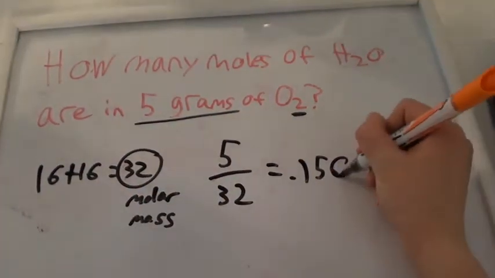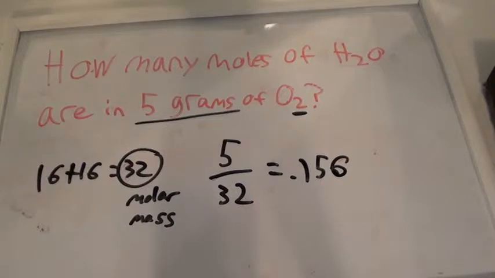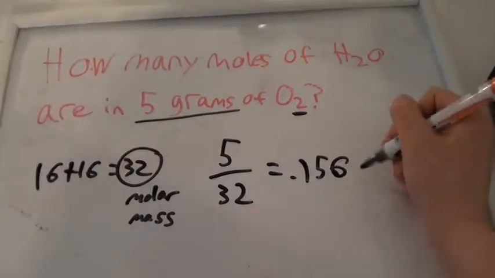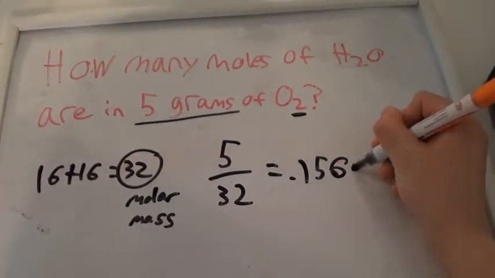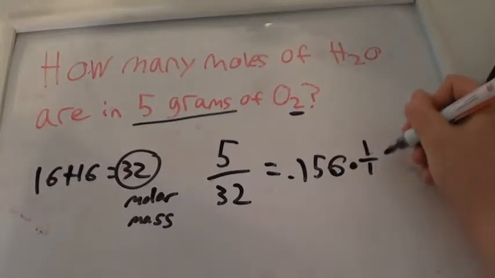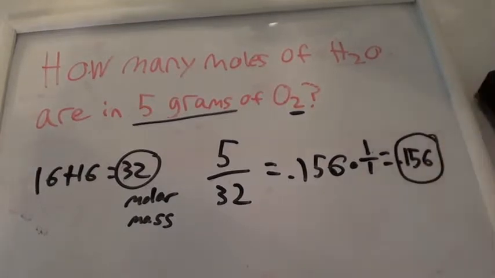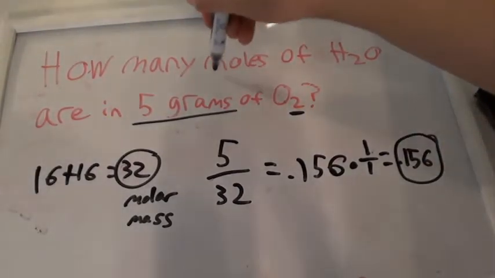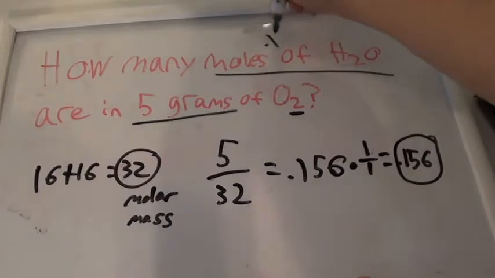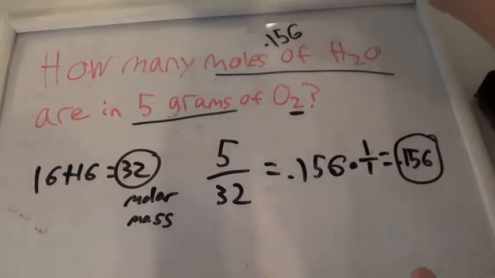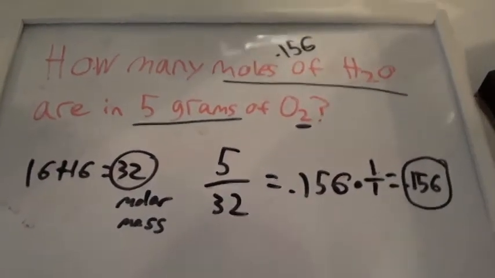After we get that answer, we are going to take the unknown moles, which is H2O, and divide it by the known moles, which is O2. Since the equation is already balanced, the problem would look like this. You take 0.156 and multiply it by 1 over 1, and that would equal 0.156. And that would be our answer. So there is 0.156 moles of H2O in 5 grams of O2. So let's move on to our next problem.